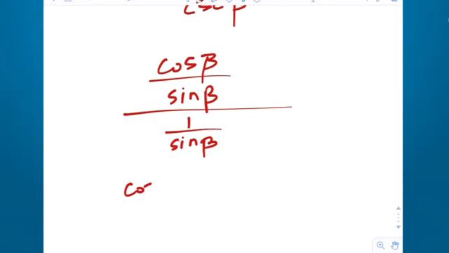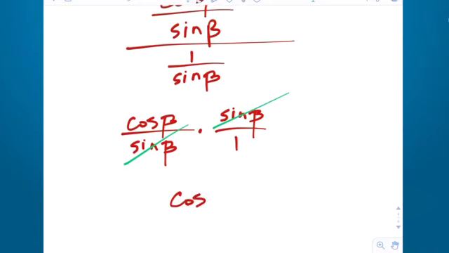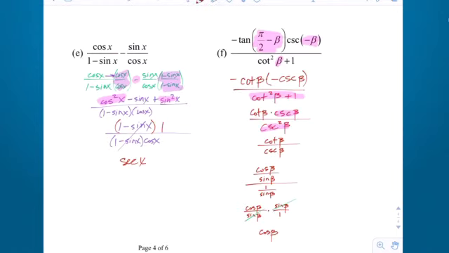And now stay, change, flip, which I already mentioned I do want to see. That's sine of beta over 1. And now what happens with your sine of betas? They divide out, and we are left with cosine over 1, which is just cosine. And there you go. That entire thing in the beginning is just cosine in disguise. The most elaborate disguise we've seen today.